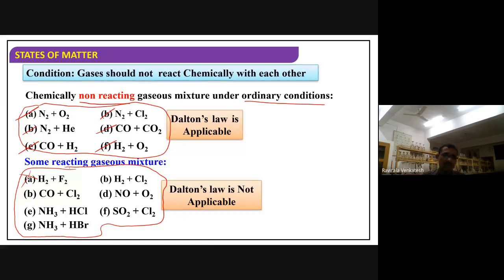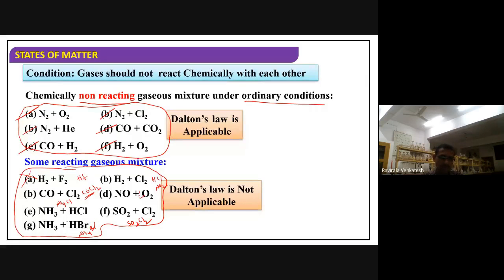What are they? Hydrogen and fluorine give HF; hydrogen and chlorine give HCl; carbon monoxide and chlorine give carbonyl chloride, which is phosgene, COCl2. NO plus O2 gives NO2. Then ammonia and HCl give ammonium chloride, NH4Cl. SO2 and Cl2 give sulfuryl chloride, SO2Cl2. Ammonia and HBr give ammonium bromide, NH4Br.